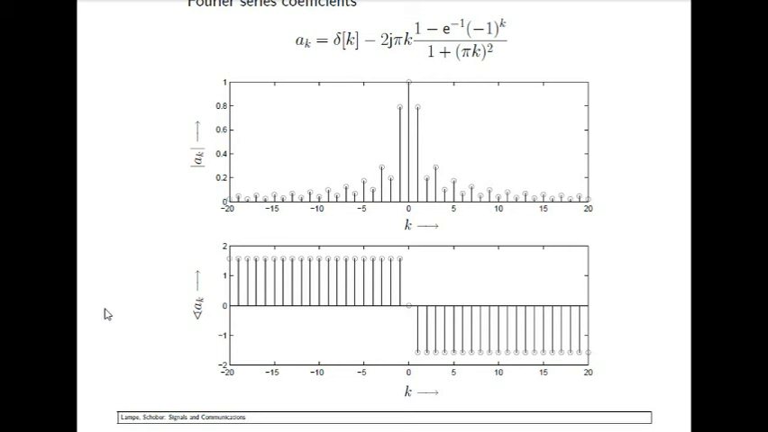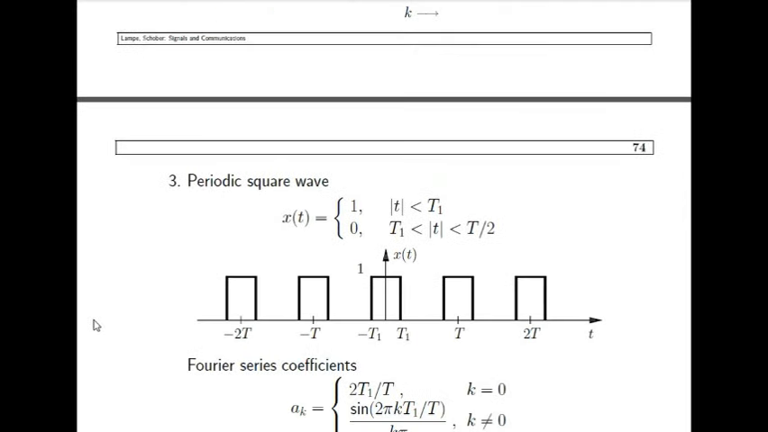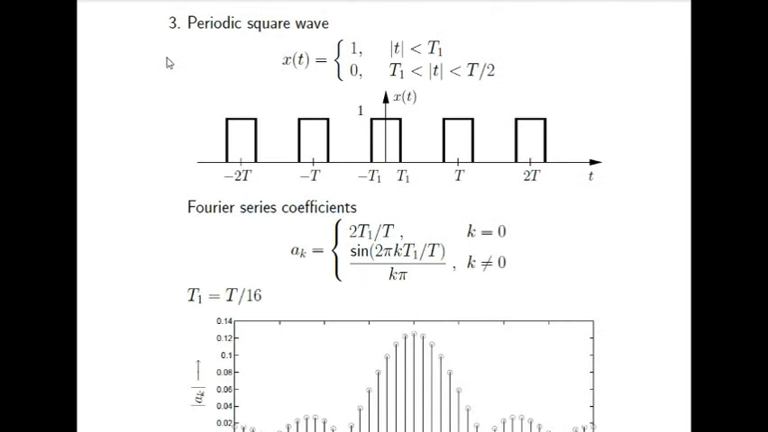The next example which I am going to tell you is a periodic square wave. So x of t is 1 for mod t less than t1 and 0 for t1 to T by 2. I can calculate the Fourier series coefficients. You have to calculate them yourselves with the help of the formula which I told you earlier, and we get this function of Fourier series coefficients.